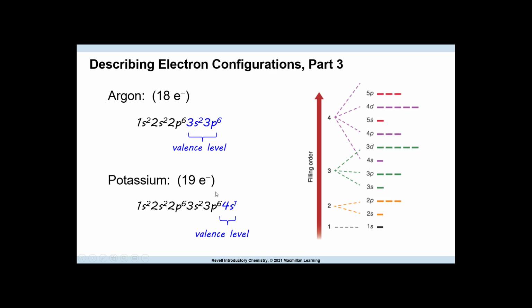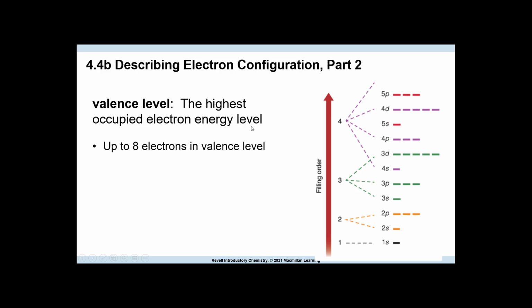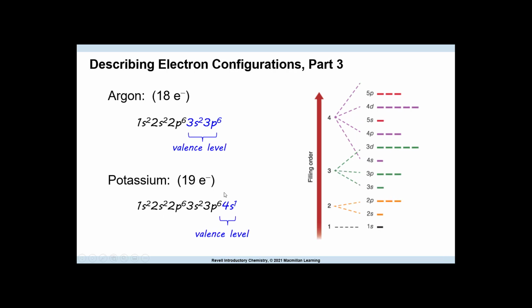Potassium has 19 electrons. So this should all add up to 19. Now we look at, again, the definition: the highest occupied electron energy level can be up to 8. Up to doesn't mean it will be. And we see 1 here, which is 4s1. It has 1 electron in its valence level. So argon has 8, and potassium has 1.